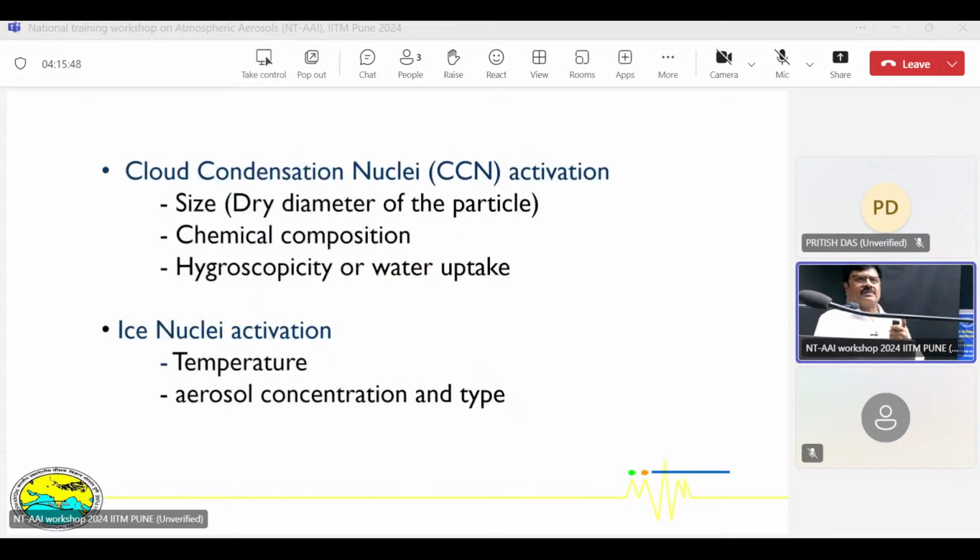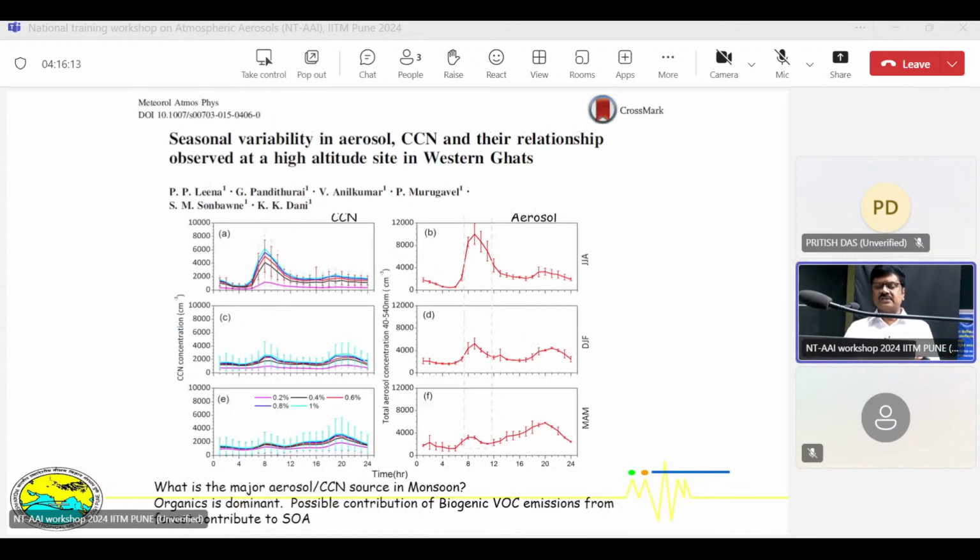As he mentioned already, CCN activation mainly depends on the dry size of the particles, their chemical composition, and also hygroscopicity or water uptake. For ice nuclei activation, it depends on the temperature and the aerosol concentration and types. So this is one such result from our laboratory. The right panel shows the aerosol variation in a day, a seasonal average diurnal variation.